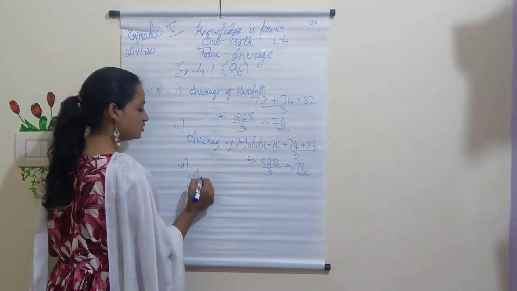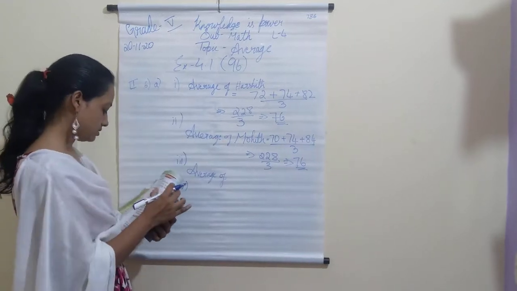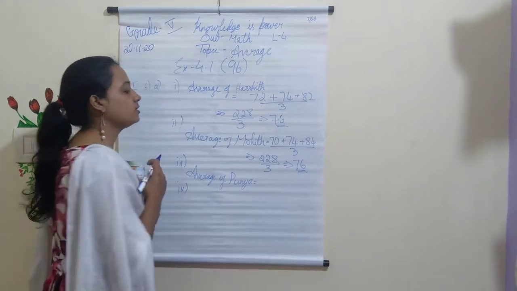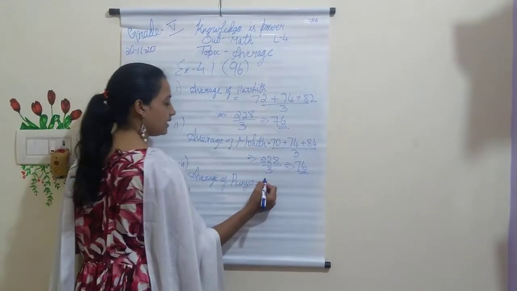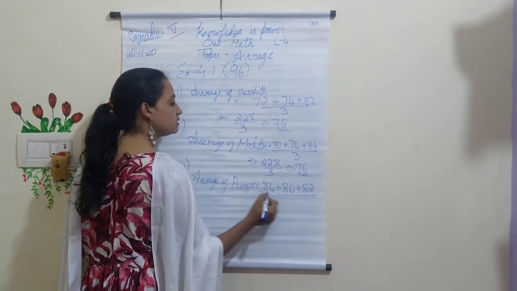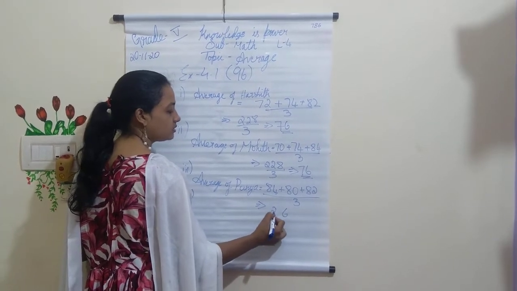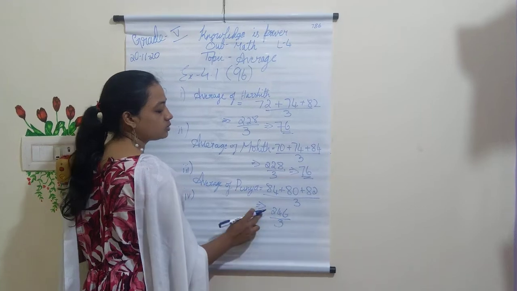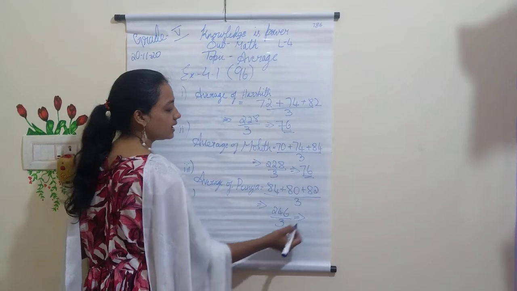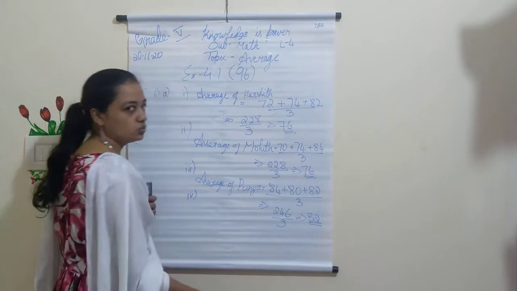Next I am going to find the average of the third one, Punya. What are the marks scored by her? 84 plus 80 plus 82 divided by 3. The answer is 246 by 3. And when you divide this, you get 82.